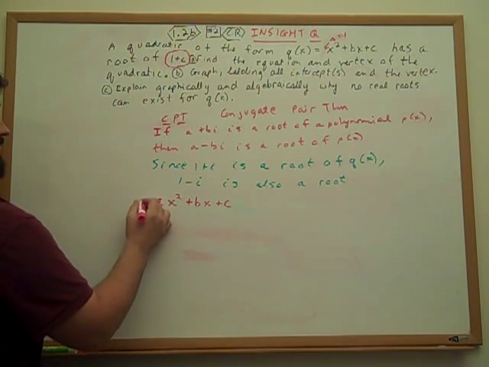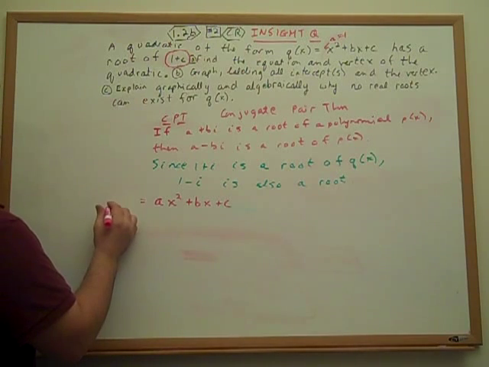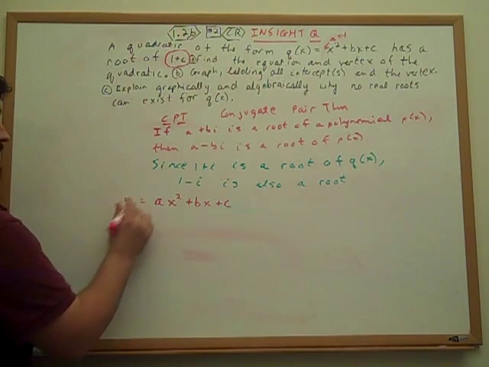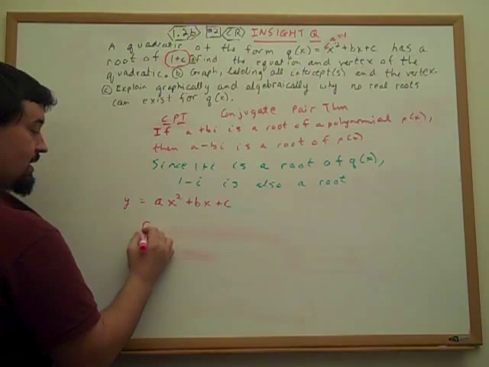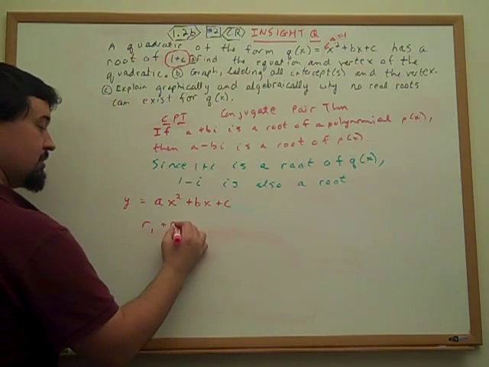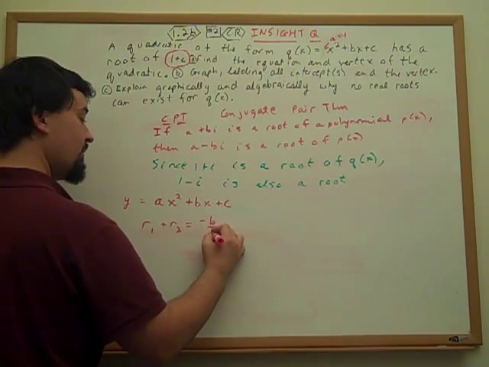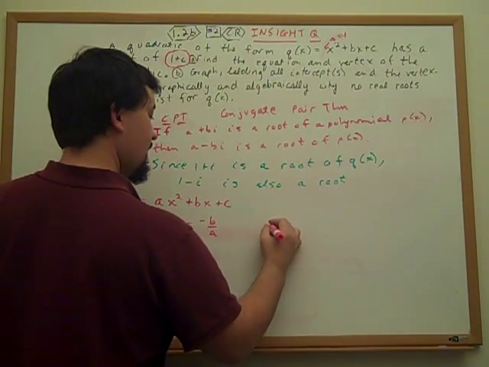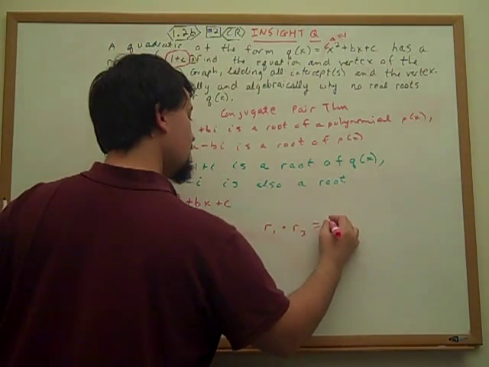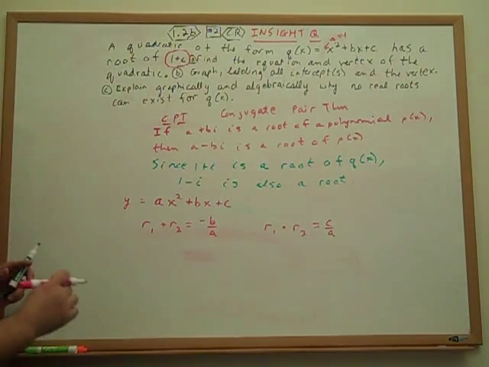For all quadratics of this form, for any quadratic of this form, you're going to have the idea that R1 plus R2 is the opposite of B over A, and R1 times R2 equals C over A. These are two flashcard ideas.